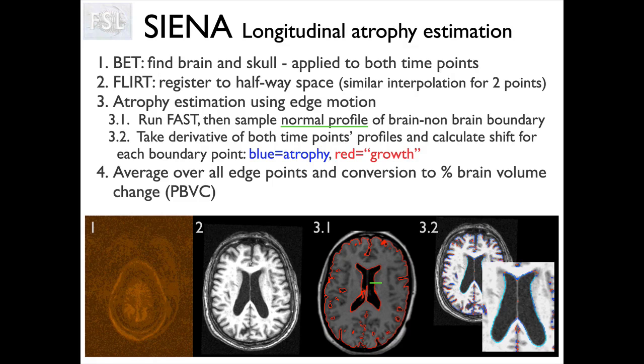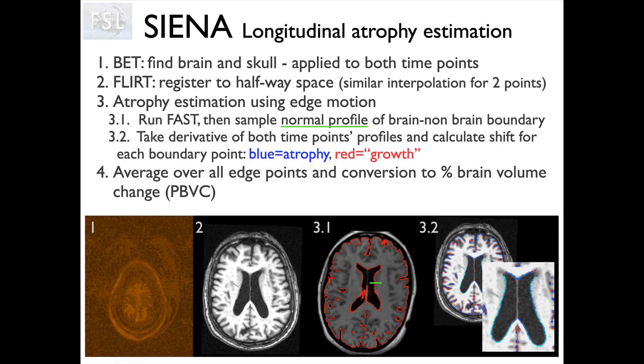Once we've done that brain extraction, we've got the skull, then we use FLIRT to do a registration. We actually register to a halfway space. That means that the baseline and follow-up are both interpolated into the halfway space. And we do that so that it's even across the baseline and the follow-up. We don't just interpolate one and not the other. So we make sure that we do that, and we get, again, a little bit of extra sensitivity statistically by doing that.